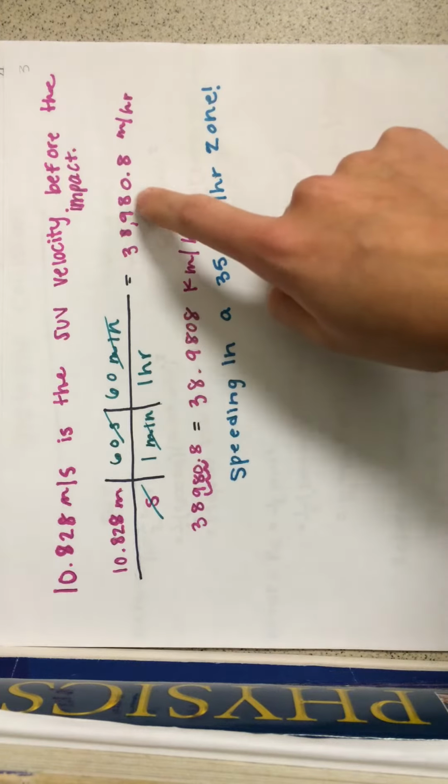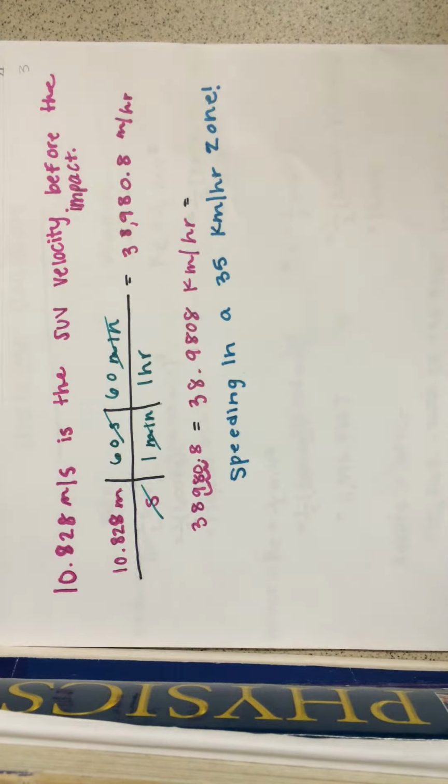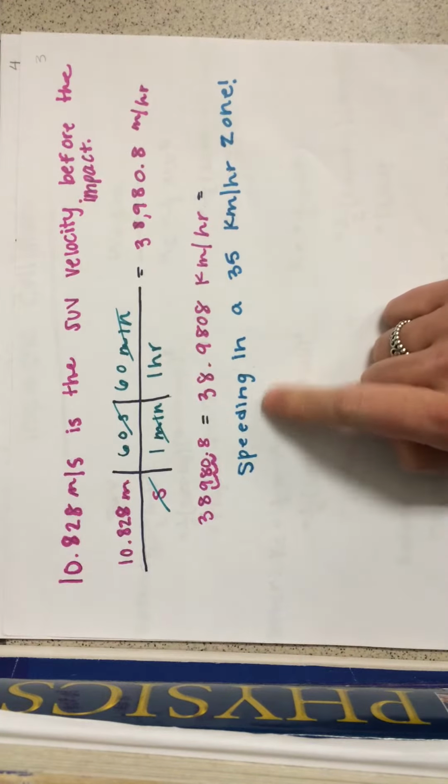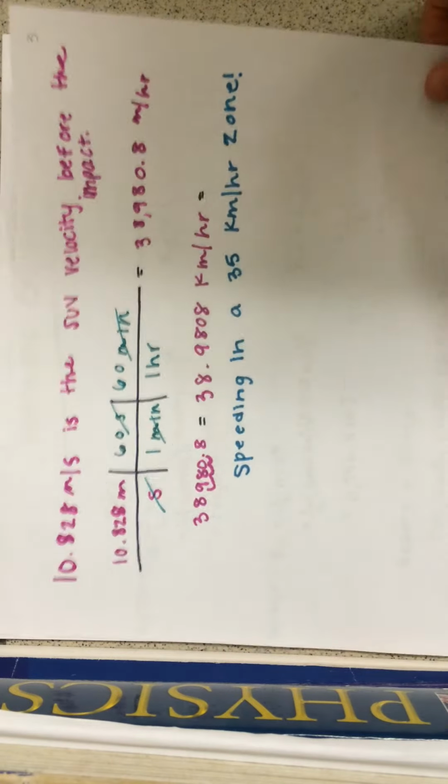The SUV was traveling 38,980.8 meters per hour. To convert to kilometers per hour, the decimal point was moved 3 spots to the left, the same thing as multiplying by 1,000. The SUV was traveling 38.9308 kilometers per hour in a 35 kilometer per hour zone. The SUV was speeding at the moment of impact.